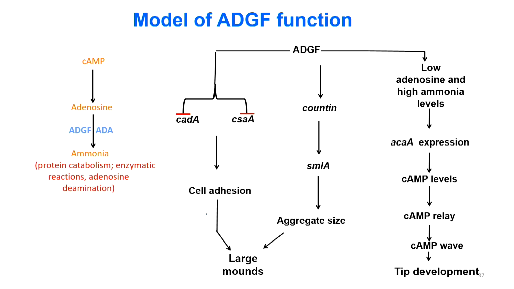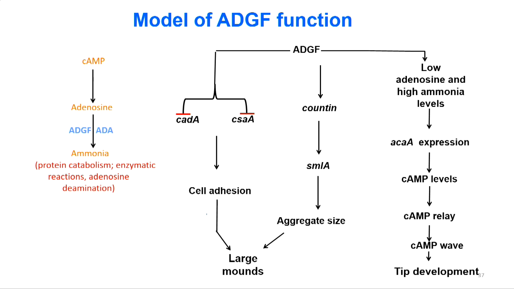So the very simplified model of how this works is like this. Cyclic AMP is the first messenger as well as the second messenger. Cyclic AMP is thrown out of the cell. It is secreted. The adenosine is derived from cyclic AMP. From adenosine, ammonia is formed. So ammonia may be coming from protein catabolism, enzymatic reaction, adenosine deamination, several reactions.